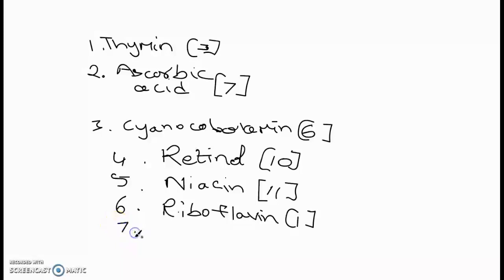Now let's go to the next vitamin. Next, the 7th one that I have given is calciferol. Here, this is the chemical name of vitamin D, which is present in number 2. So that you have to put here. In number 2, you have calciferol. That is the chemical name of vitamin D.